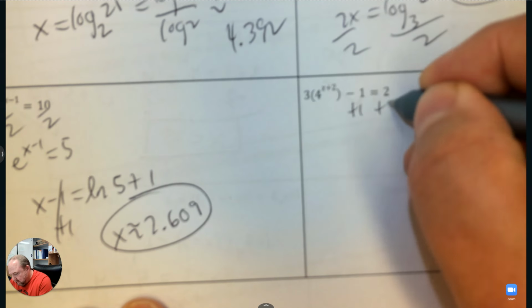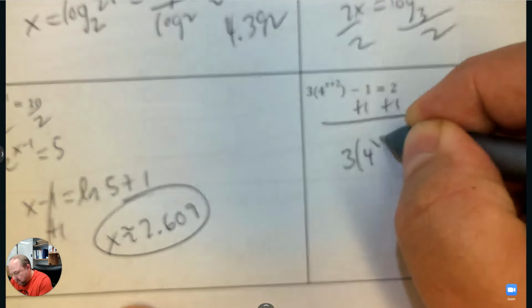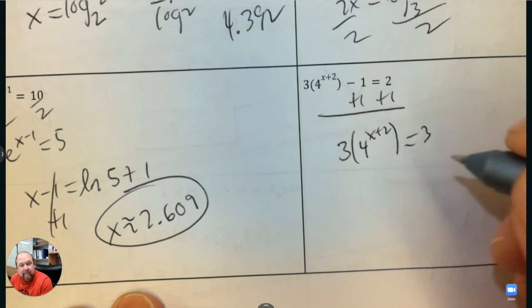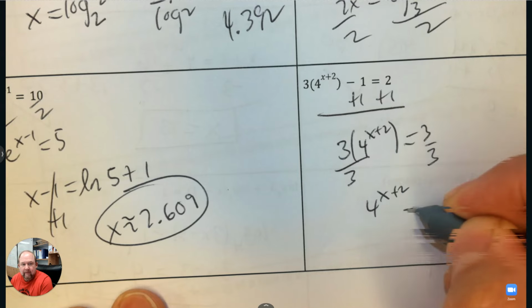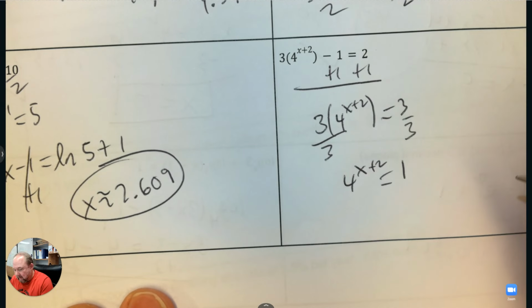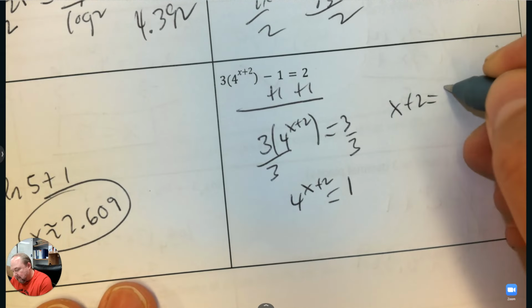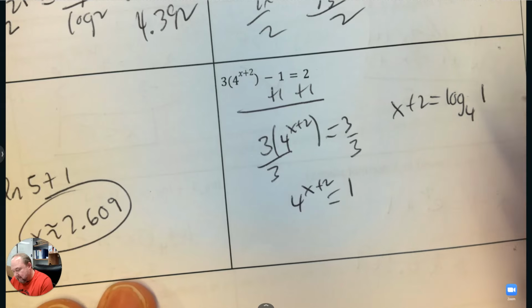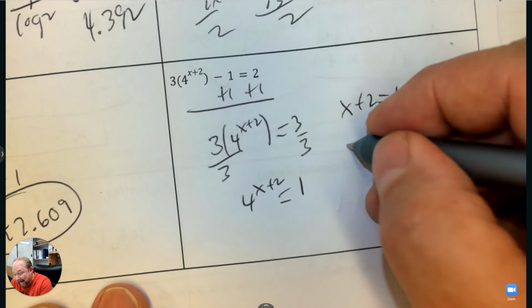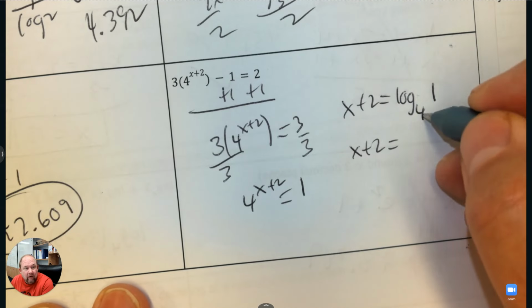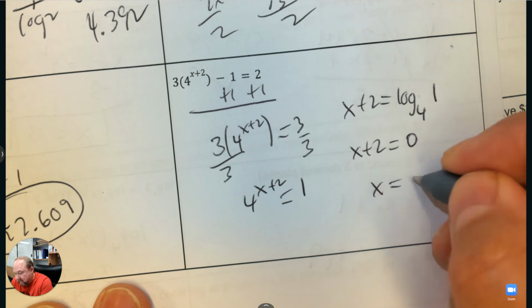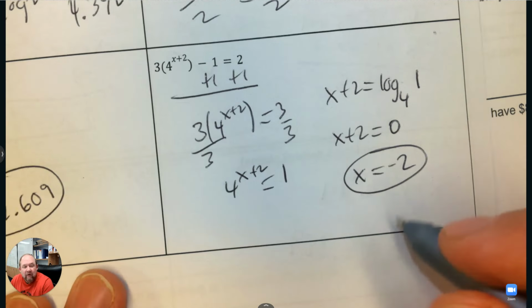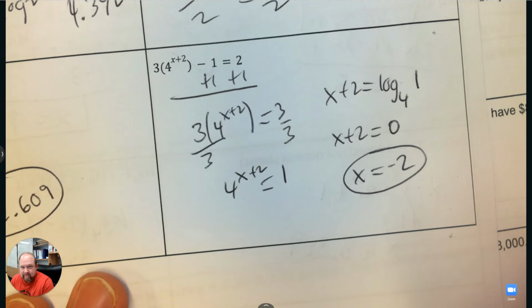All right, let's solve this. Add 1. Divide by 3. And then write it as a logarithm. So we have the exponent, the log, base 4 of 1, and then solve it. Now, I already know without a calculator that a logarithm that has a 1 inside is always equal to 0. So subtract 2 and you have your answer. You could also use your calculator to figure that out, and you get the answer.